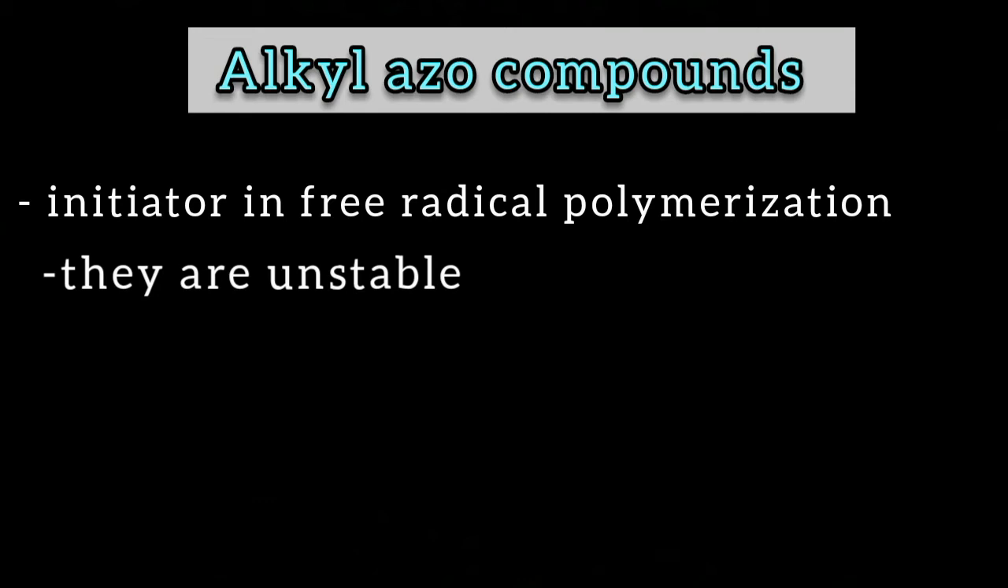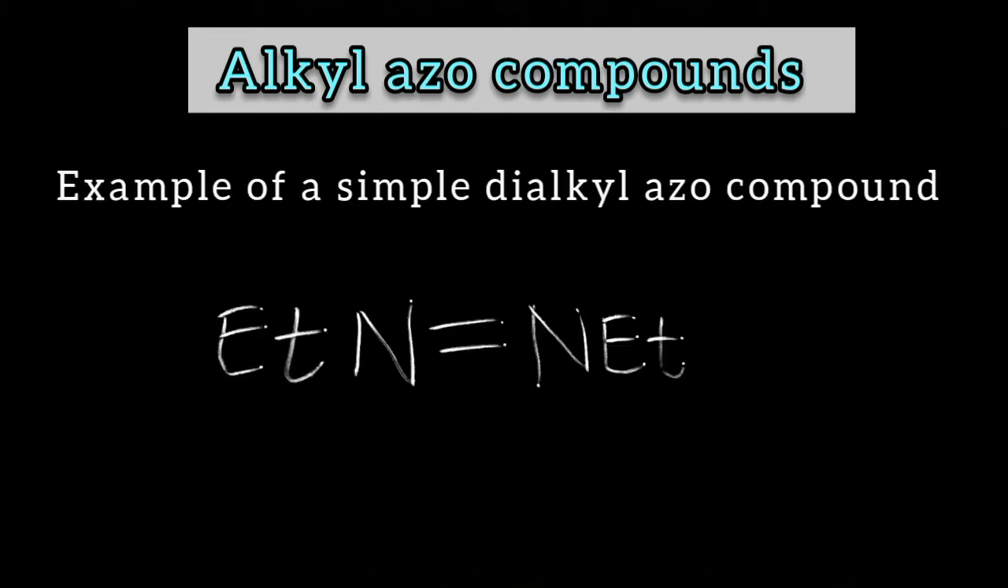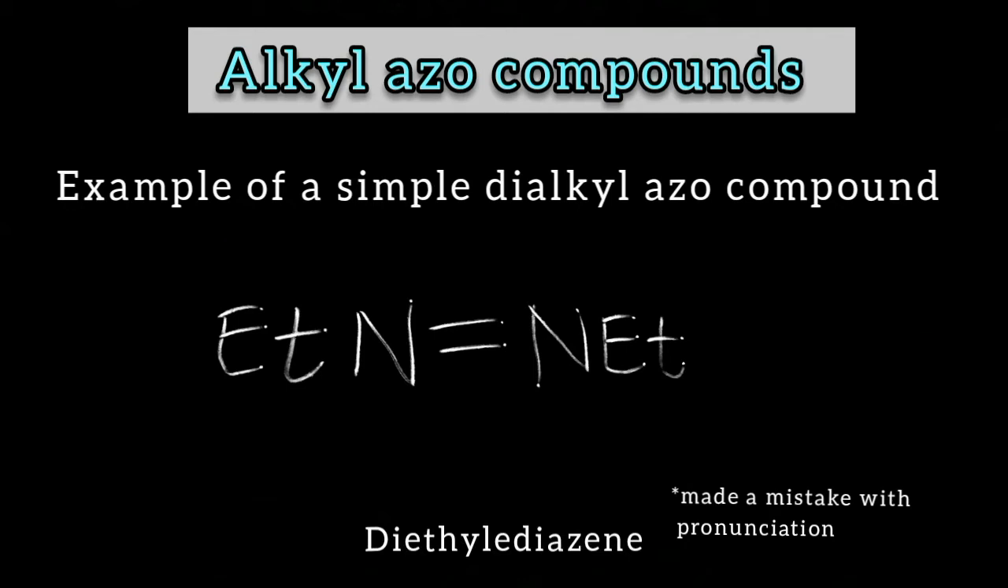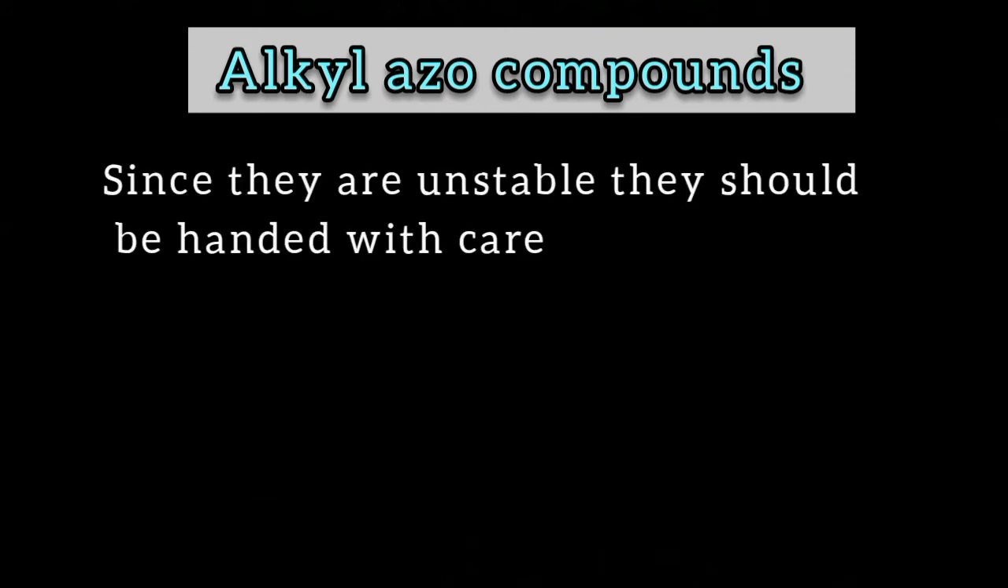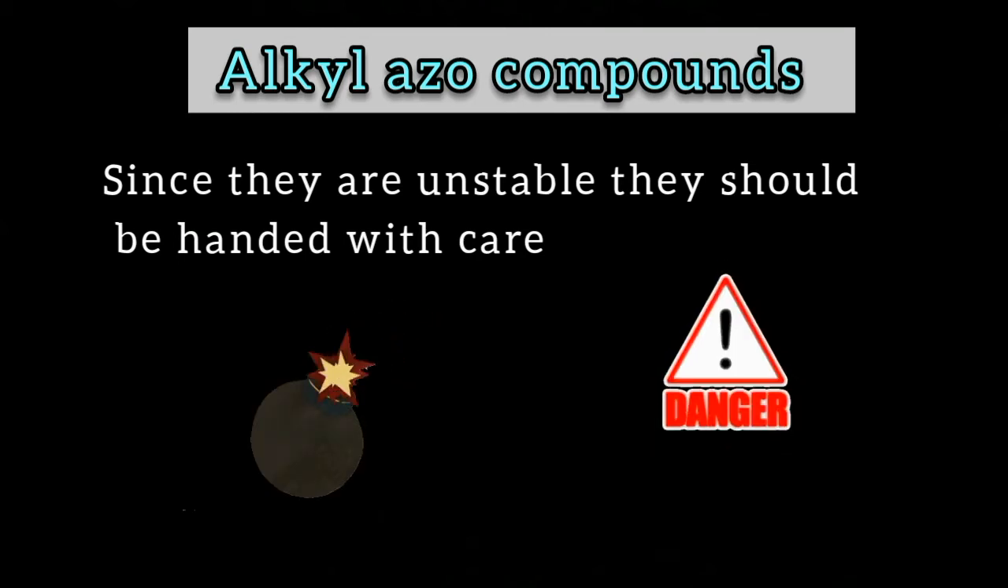There's also a simple dialkyl azo, and I'm just going to give you an example of how to name one. For example, diethylene diazine is an example of a dialkyl azo. I also just wanted to mention that because these azo compounds are unstable, they have a risk of being explosive.